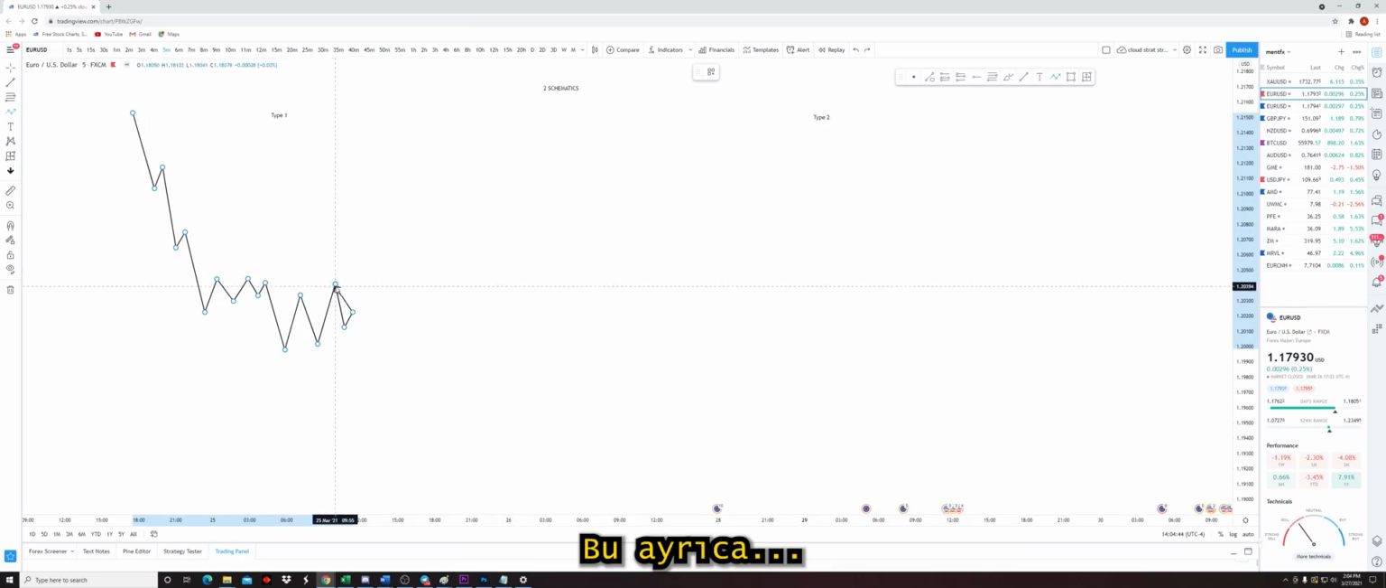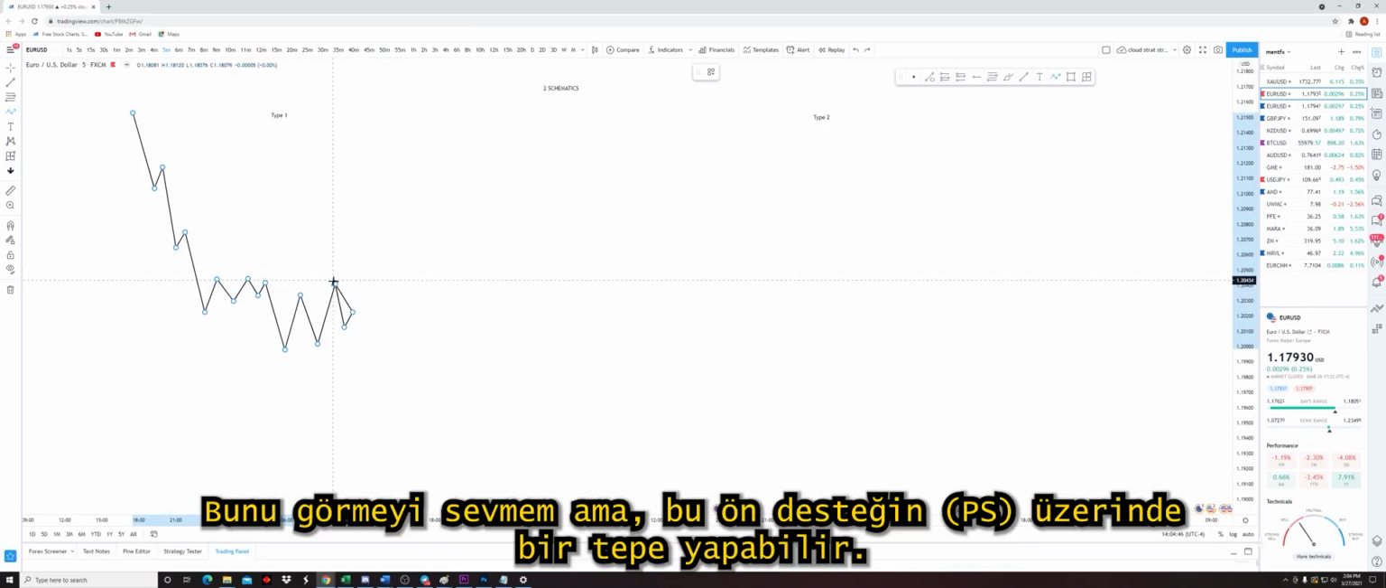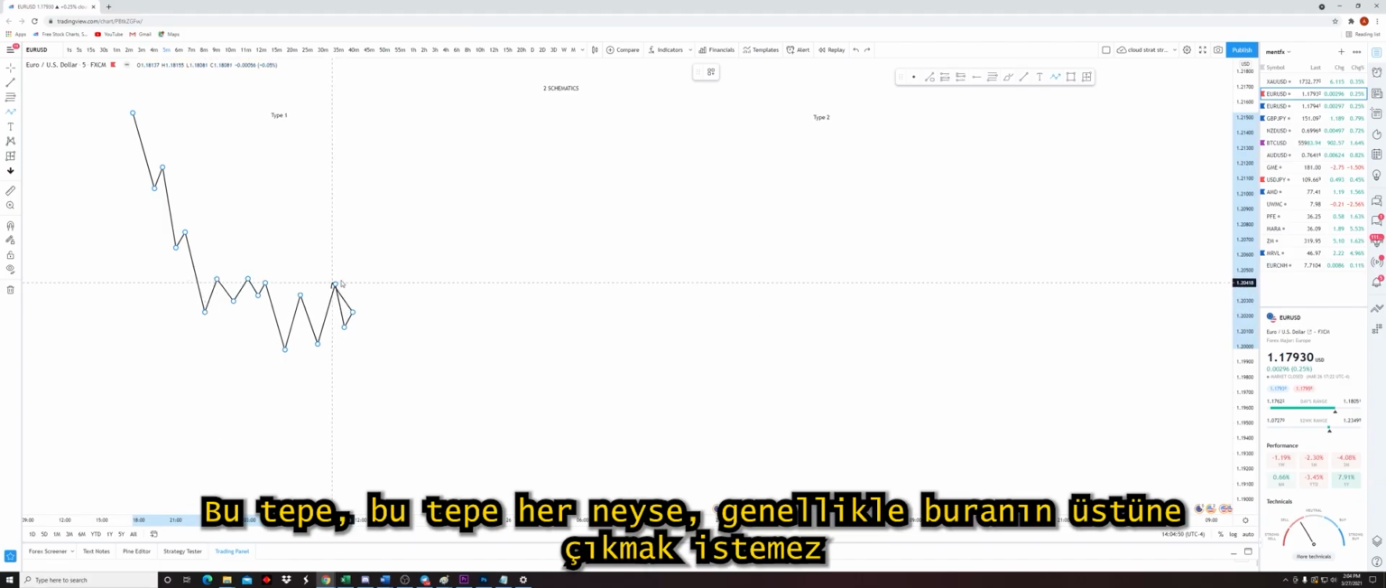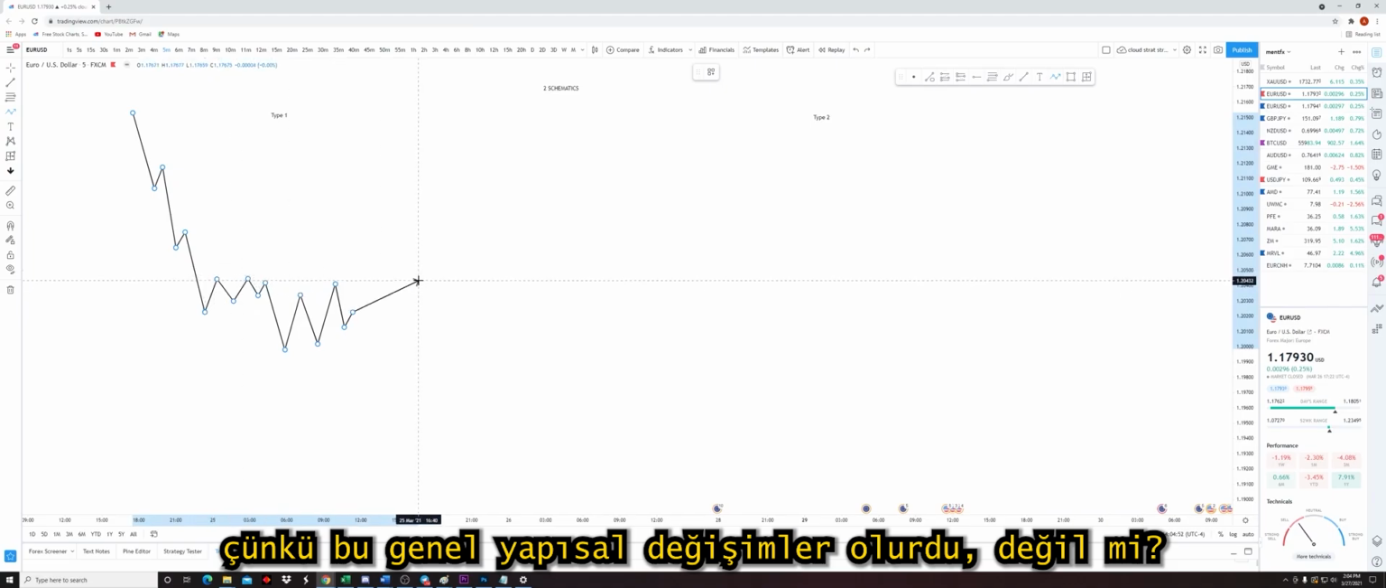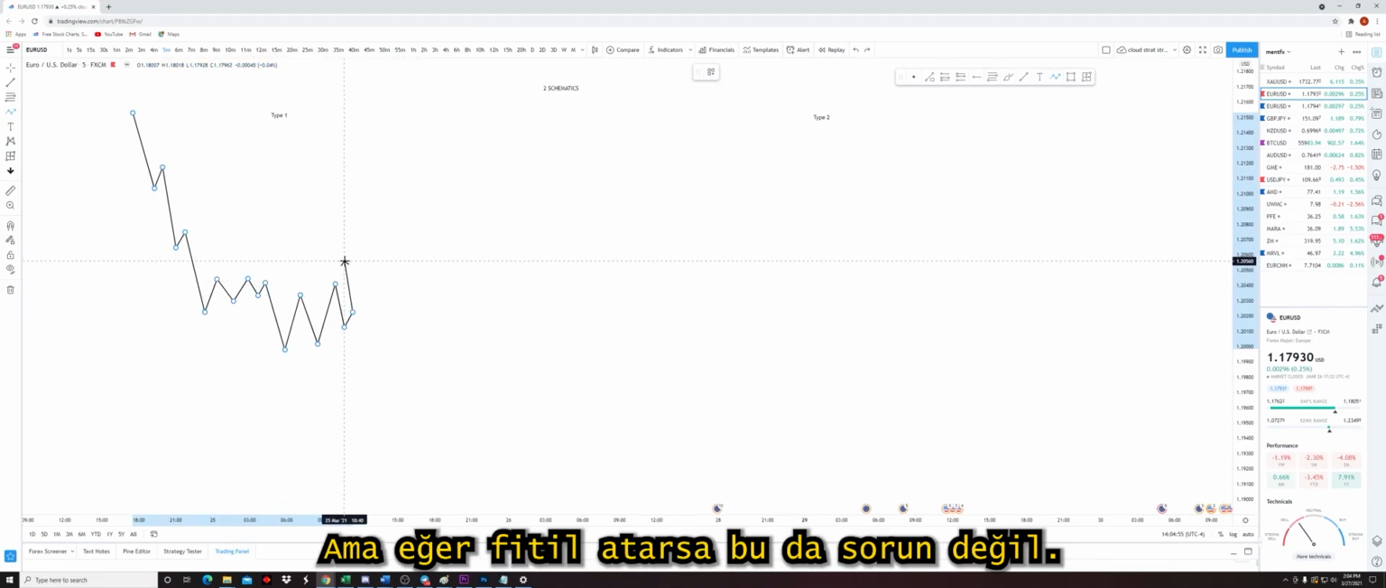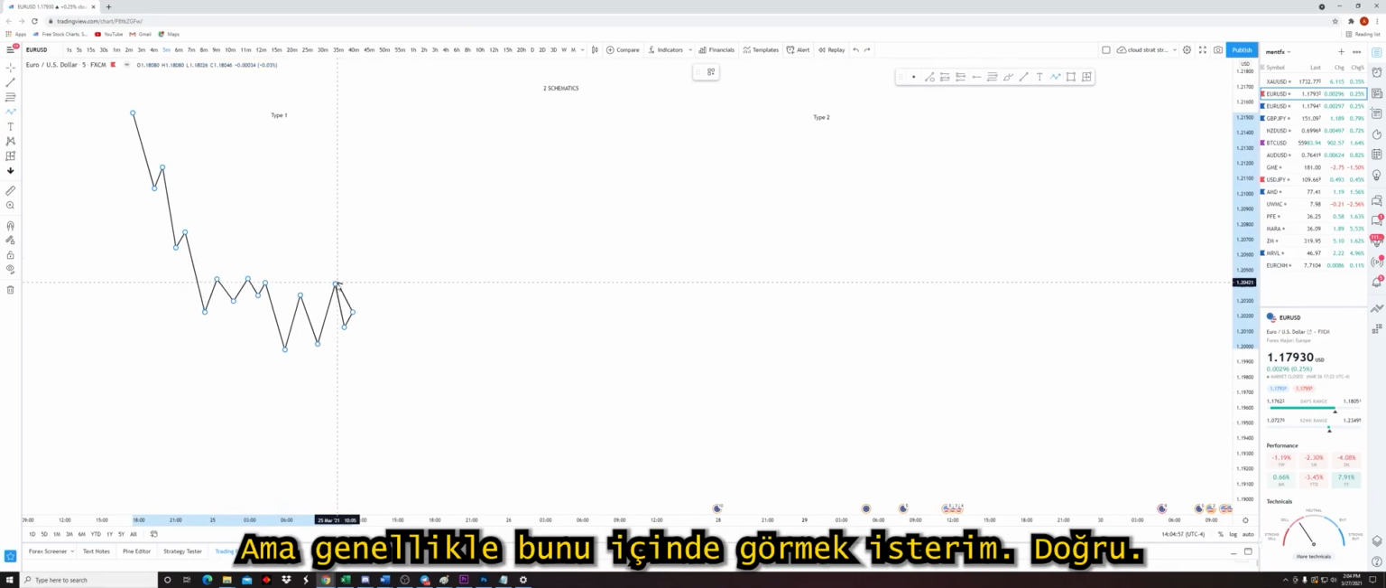This can also, I do not like to see this, but it can make a high above this preliminary support, right? This high, whatever this high is, it usually doesn't want to get above here because that would be overall structural shifts, right? But if it wicks it, that's okay too. But usually I want to see this inside of it, right?